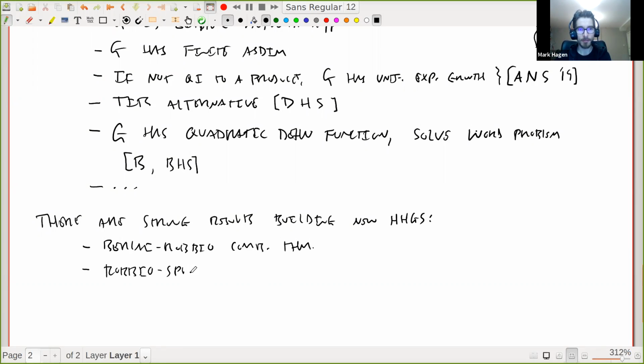There's a very recent work by Robbio and Spriano, another combination theorem, which is not on the arXiv yet, so I won't do any spoilers, but I think it's very cool. So those are ways to build new HHGs, and there's also small cancellation quotients.